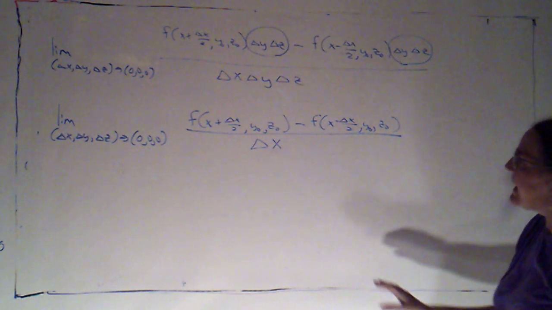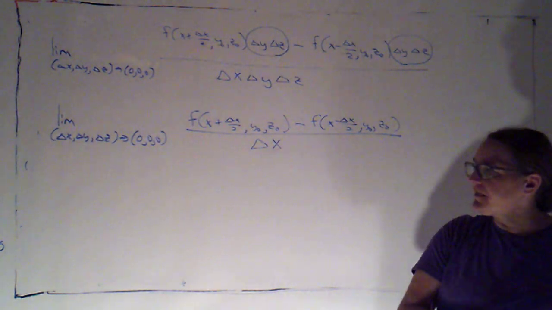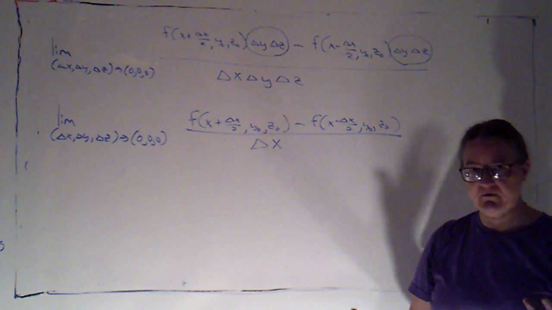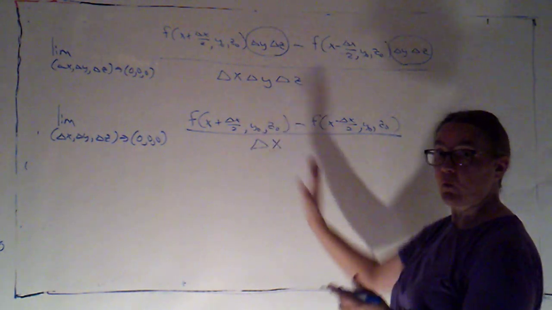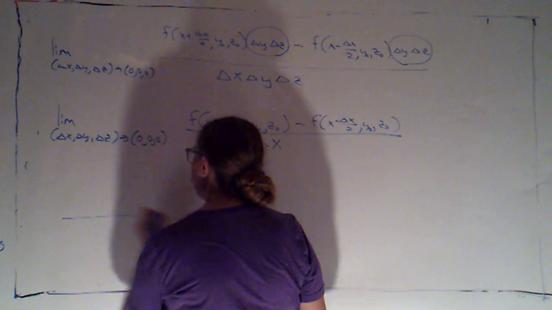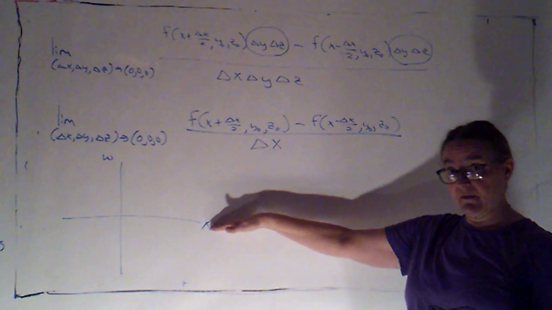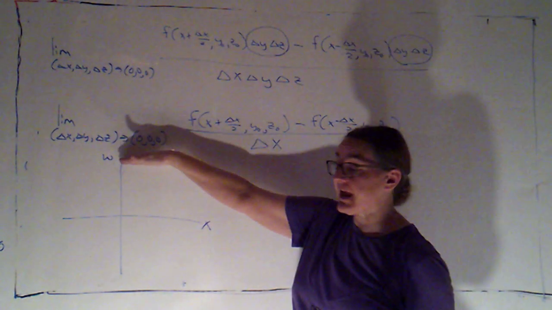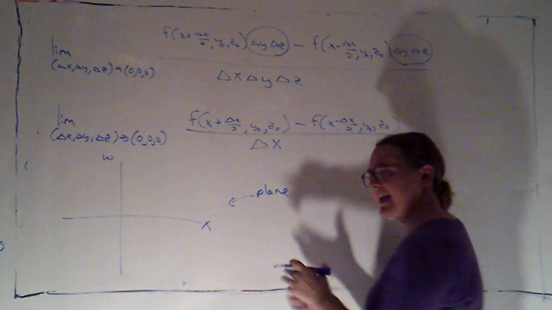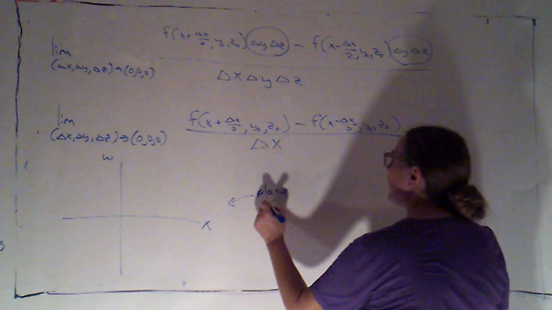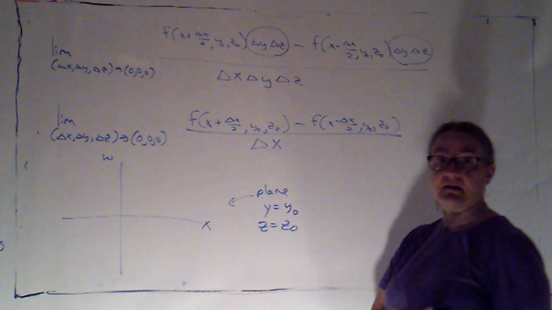All right, now f was a function of x, y, and z. I'm going to think of the output of that as being a w value. If I hold y and z constant at y naught, z naught, I can create this plane where I'm allowing x to be the only input variable and w would be the output. So I'm looking in the plane, this would be a plane in 4 space, where I'm holding y fixed at y naught and z fixed at z naught.